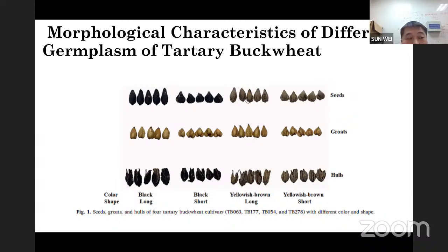We divided all the Tartary buckwheat into different types, such as black, yellow, and brown, based on color, and we also discriminated the Tartary buckwheat based on shape, long and short. So next, we will use the above-mentioned metabolomics tools to discriminate.